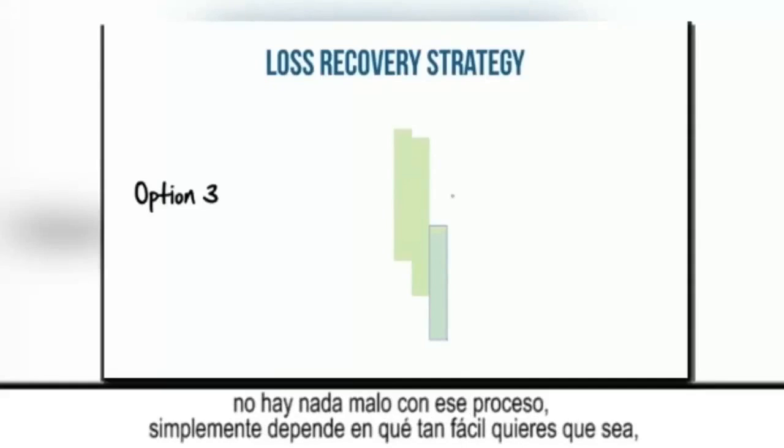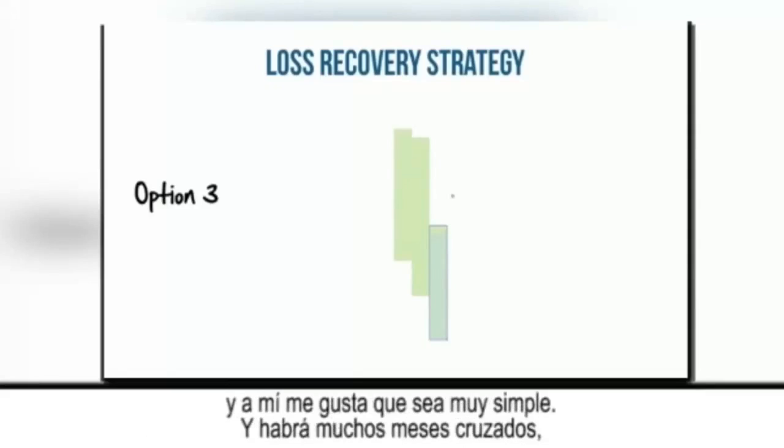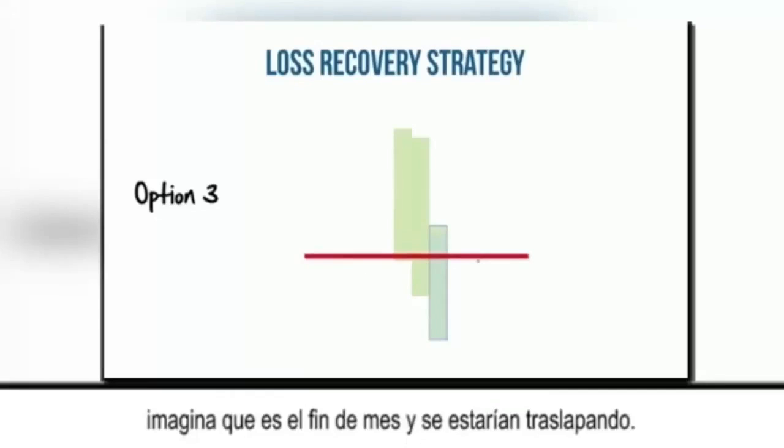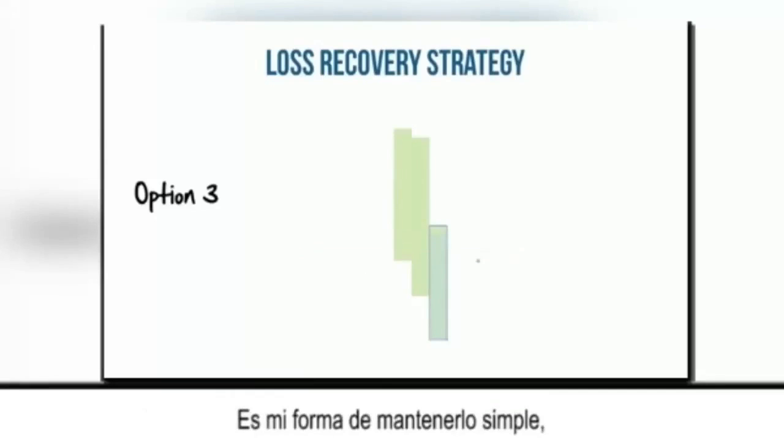There was nothing wrong with that process. It just depends on how easy you like to keep it. I like to keep it fairly simple. And then there'd be crossing over in months. You can imagine that it's at the end of the month and it's lapping over. It's my way of just keeping it simple.